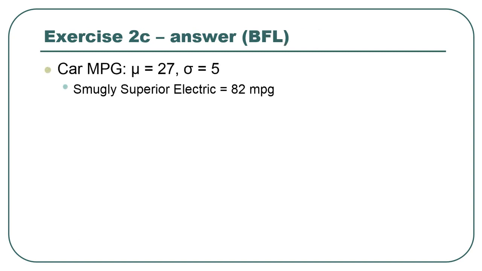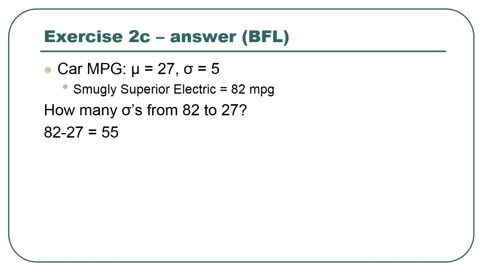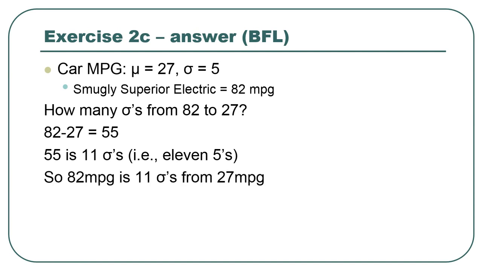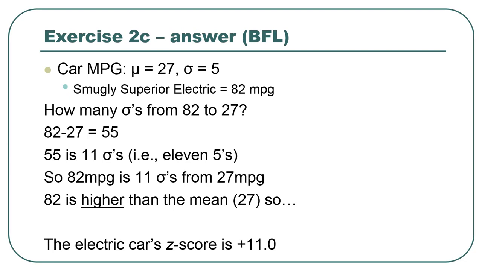Another example here, electric car, 82 miles per gallon. How many standard deviations from 82 to 27? So 27 up to 82 is another way to think of it. If you subtract those, you find out that you have 55 actual miles per gallon units in between those. 55 is 11 standard deviations. It's 11 fives. So 82 miles per gallon has, my goodness, a z-score of 11, which is pretty ridiculous.